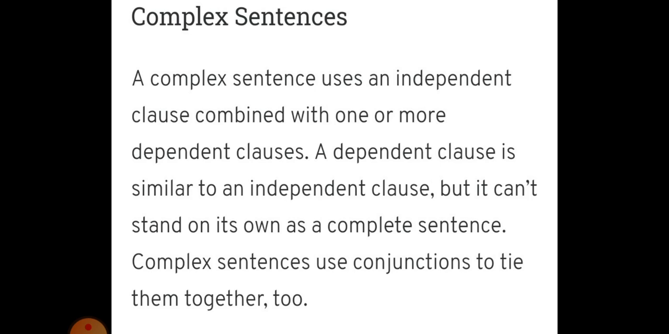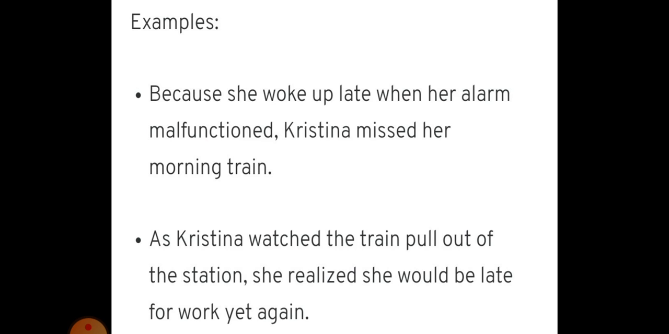So complex sentences use conjunctions to tie them together too. Here also you use conjunctions in order to join them. Okay, now let's see few examples. Because she woke up late when her alarm malfunctioned, Christina missed her morning train. Now here you can see there is a combination of main clause and subordinate clause, increasing the complexity of a sentence.